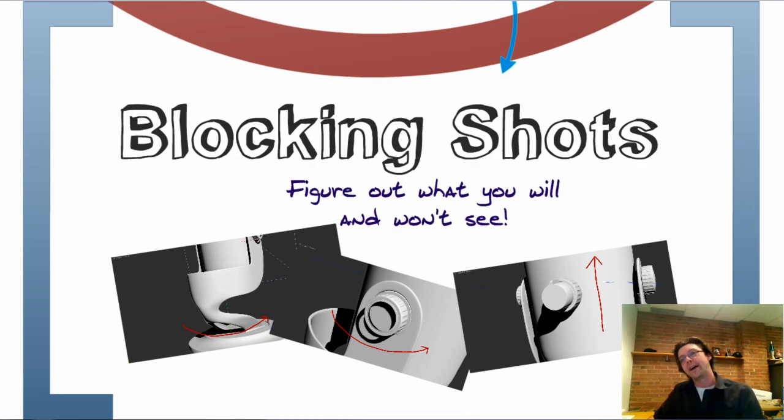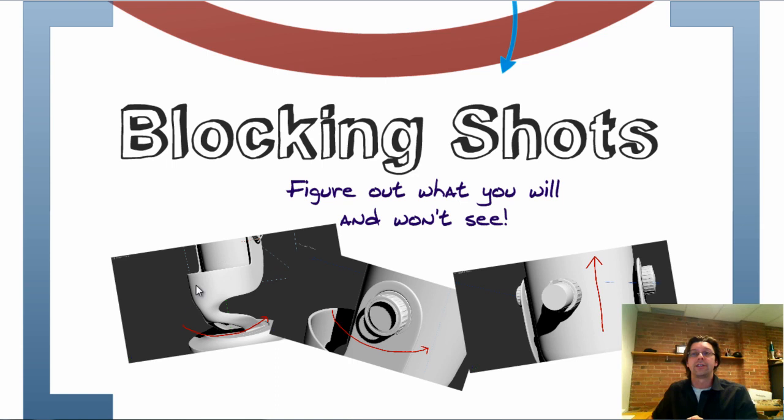Once I've got that down, now I start blocking up my shots. This is, for all intents and purposes, the storyboarding portion of this process. This is when I figure out where my cameras are going to be and how they are going to move through the shot. This can be relatively loose many times, but you want to know what you're going to see, because there's no point in animating stuff you're never going to see.